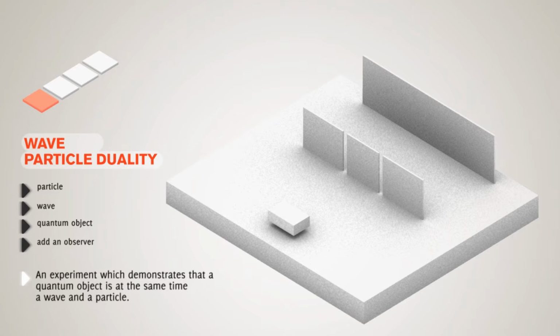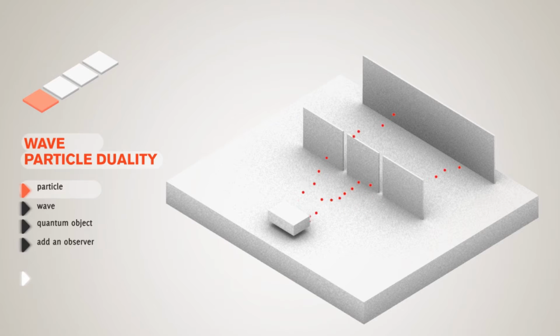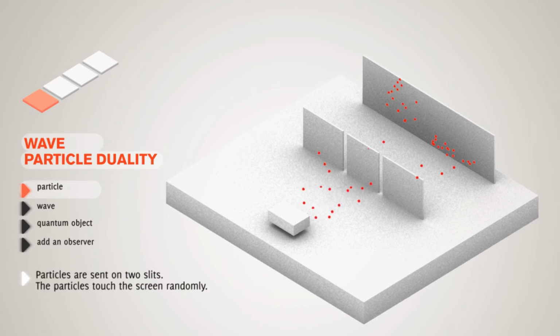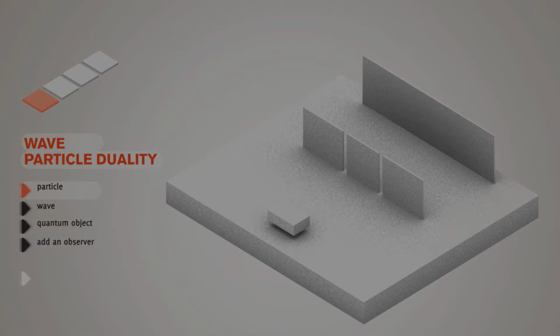This visualization of the double-slit experiment shows that when classical particles are sent through two slits, they form two piles, one behind each slit. Think of what would happen if you poured grains of sand through a piece of wood with two slits.